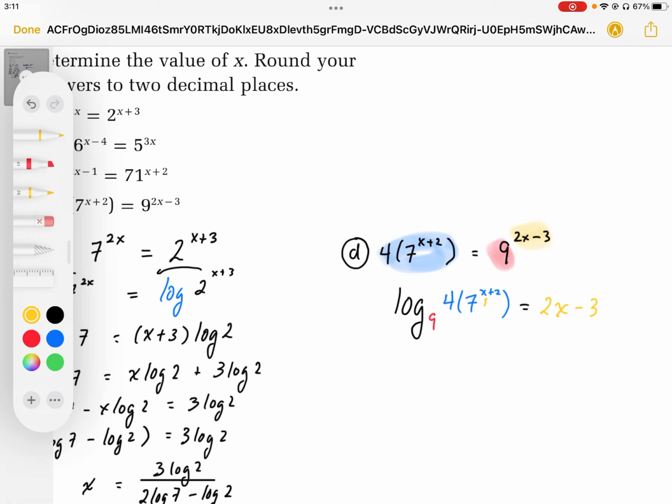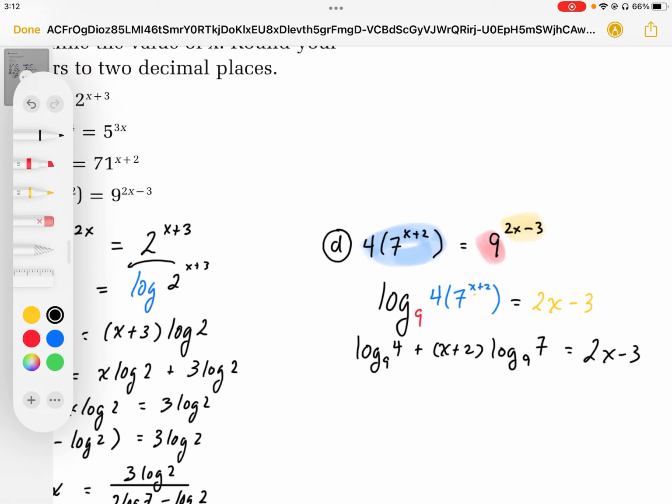So to solve for x, we need to get the x out of the exponent. Now, we can't use that power rule to get that out right now because there's that extra 4. So what we're going to do first is split this up. Log base 9 of 4 plus, and then we're going to bring that exponent down. So x plus 2 times log base 9 of 7, and that's going to be equal to 2x minus 3.